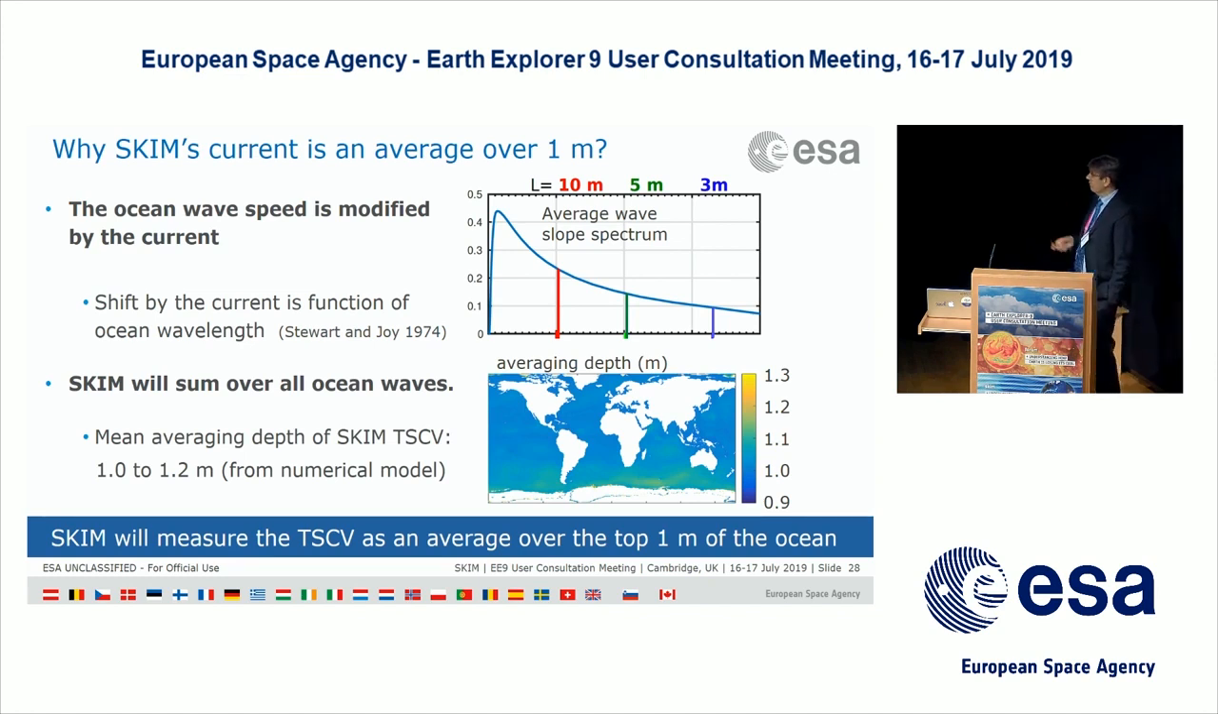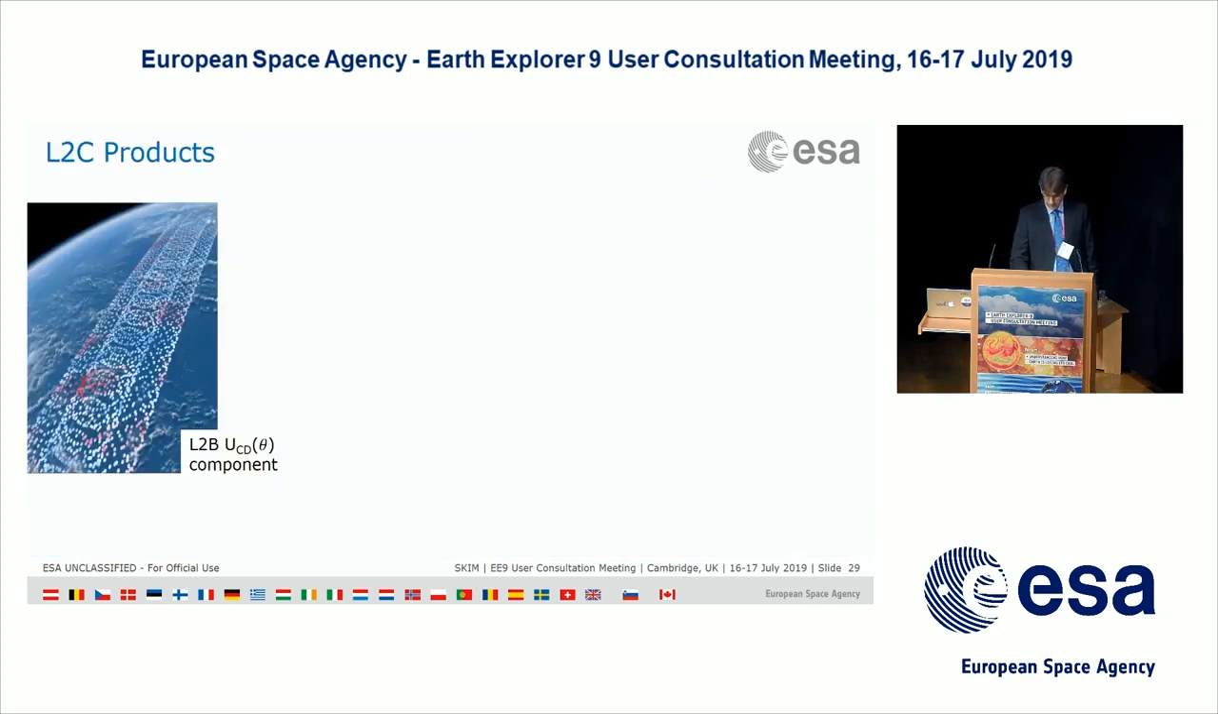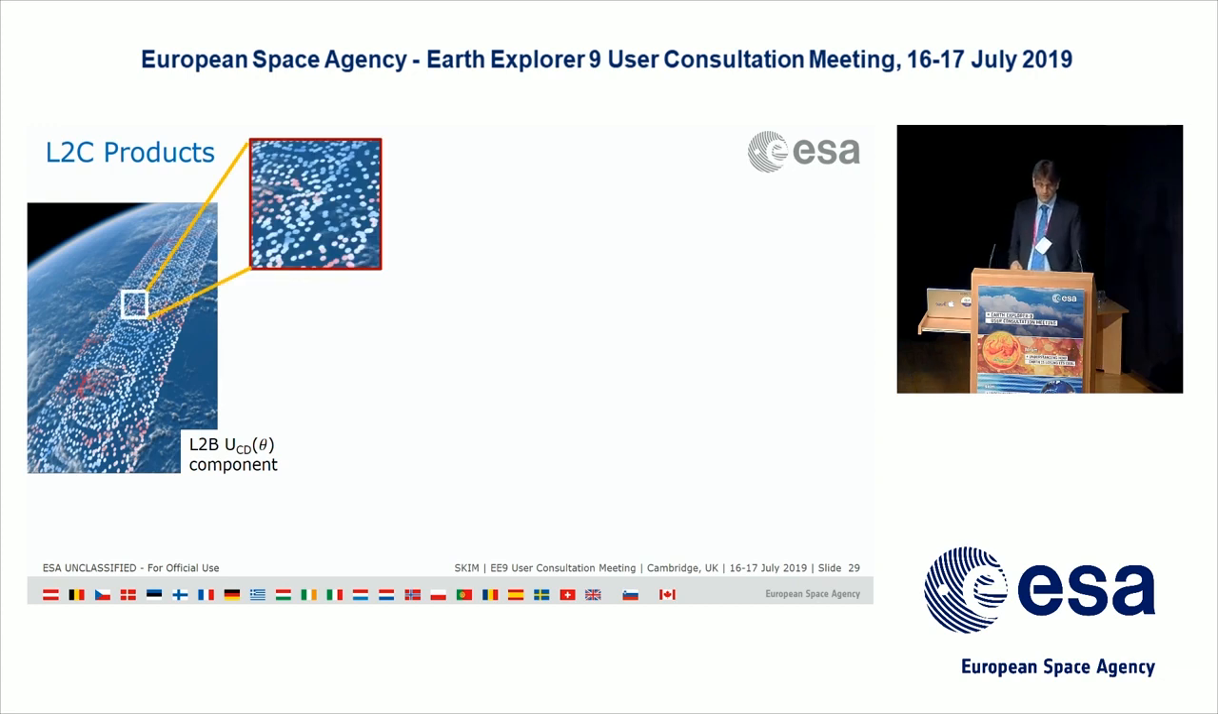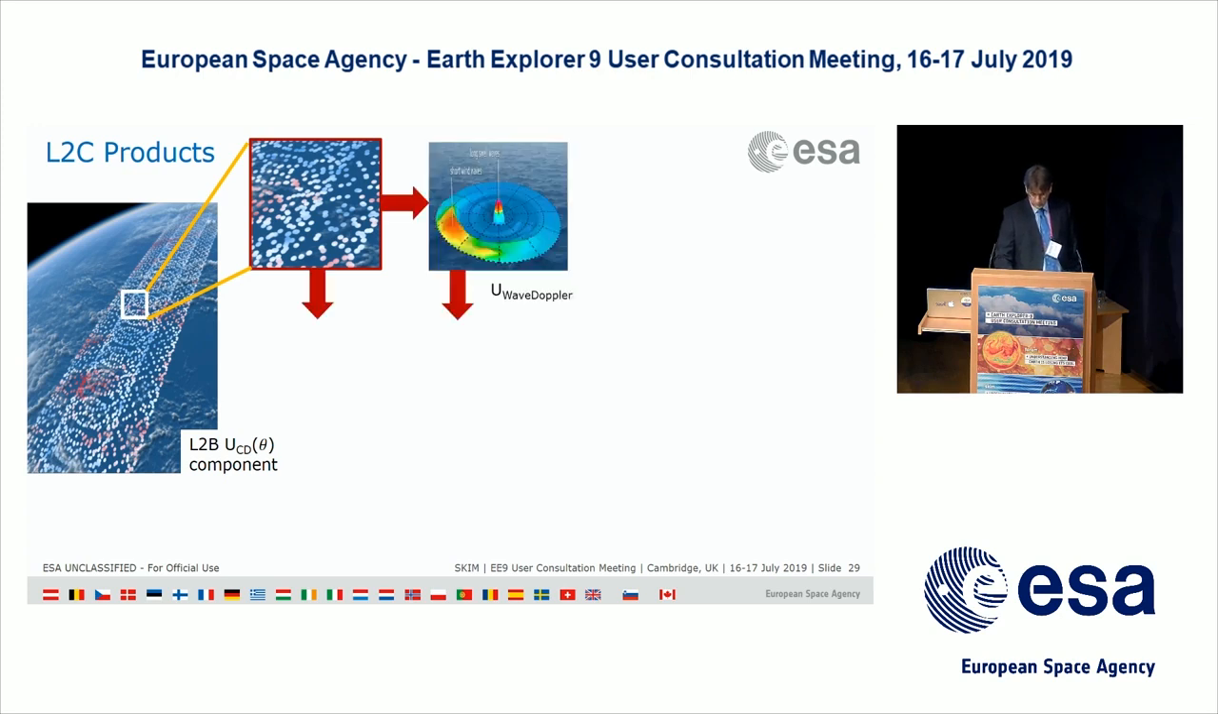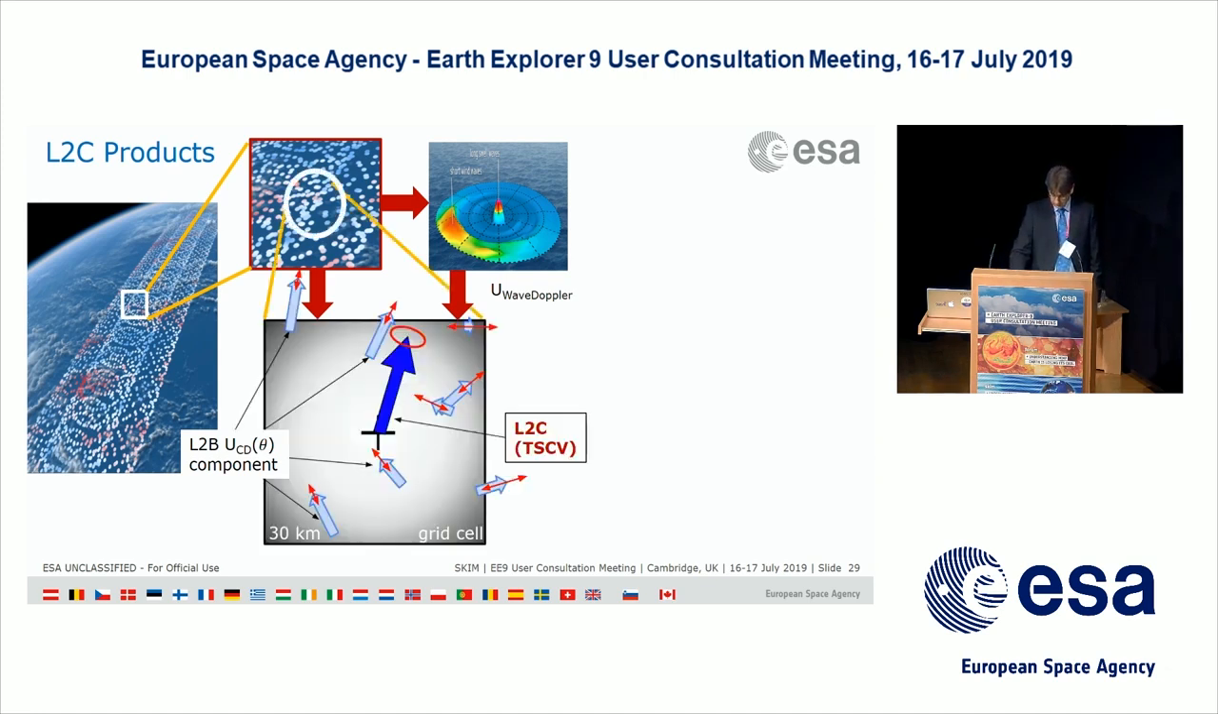So I'll now walk you through how we actually process the data. We start from this level 2B line of sight measurement, so the current velocity projected on the ground. We take a box of 70 by 70 kilometers in which we take all these level 2B products. And in that box, we estimate a wave spectrum. We also estimate the geophysical Doppler velocity here. And we use a spectral measurement to compute first the wave Doppler, subtract the wave Doppler from the geophysical Doppler, and then we get these.